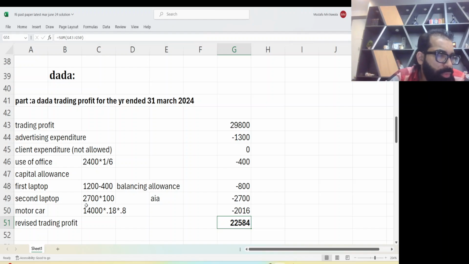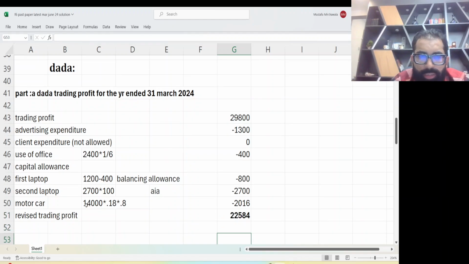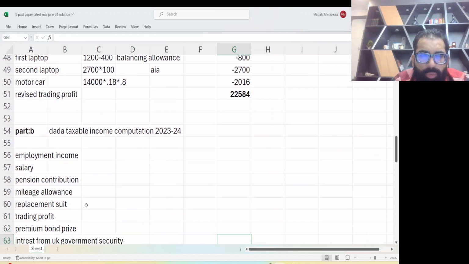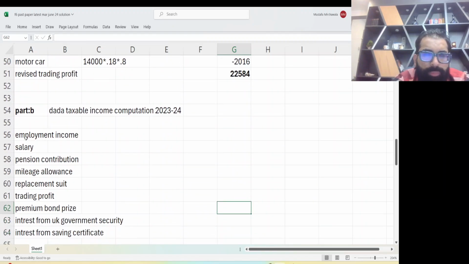Okay, so this is your 6 marks calculation done. I hope you got it. Now the next thing we have to do is employment income. Let me bold it, employment income.